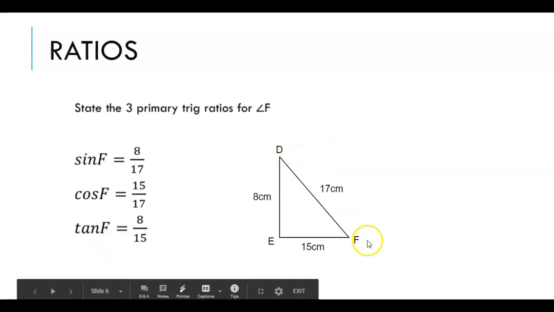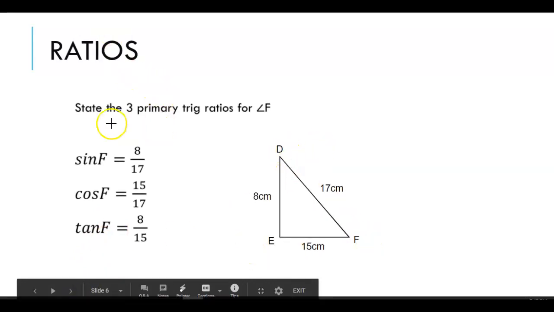We have triangle DFE, and we need to write the three primary trigonometric ratios for angle F. So it is very important to indicate which one of the angles. Angle E is the right angle, which makes this side the hypotenuse. So let's label this H for hypotenuse. Opposite angle F is this side here, so we're going to label that with letter O. And adjacent, the other arm of angle F here, we're going to label that as A.